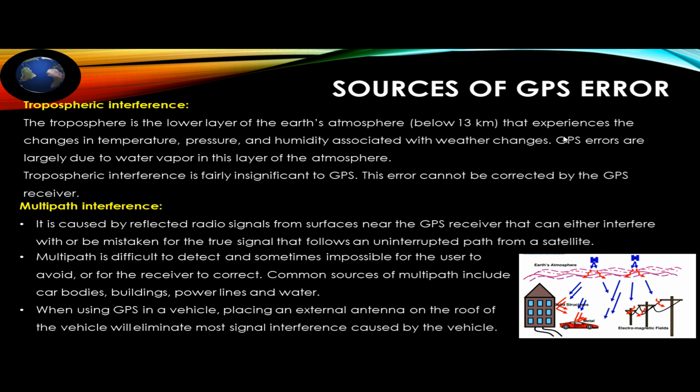The weather changes. The GPS errors are largely due to water vapor. If the temperature is higher, water will evaporate easily. In this layer of the atmosphere, tropospheric interference is fairly insignificant to GPS. This error cannot be corrected by the GPS receiver. The GPS receiver can't correct this kind of error.